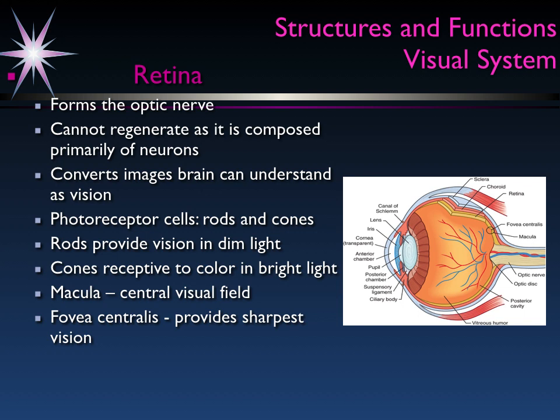The retina itself is the innermost layer of the eye. It's composed mostly of neurons and extends from the ciliary body to form the optic nerve. It contains specialized nerve cells that are responsible for color vision and also translating visual images into stimuli that the brain can actually interpret.